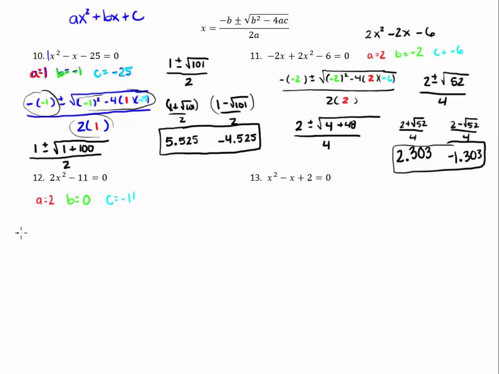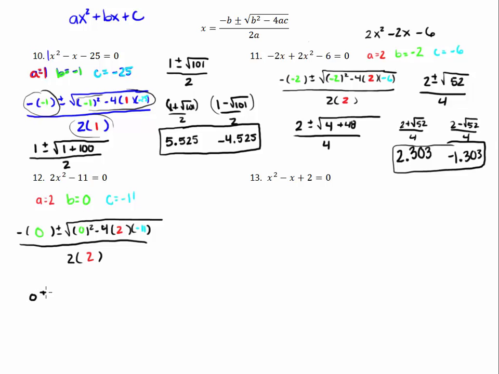So then we get our quadratic formula, negative b plus or minus the square root of b squared minus 4 times our a value times our c value, all divided by 2 times our a value. So let's fill in the blanks. So b's are 0s, a's are 2s, and c's are negative 11s. Okay, let's simplify that one piece at a time. Negative 0 is just 0.